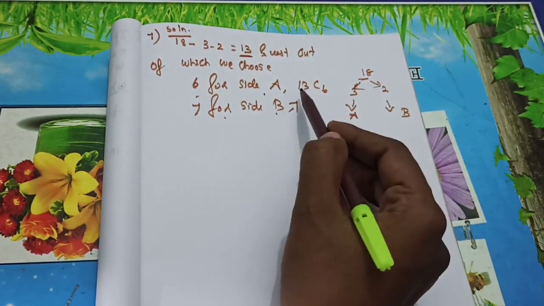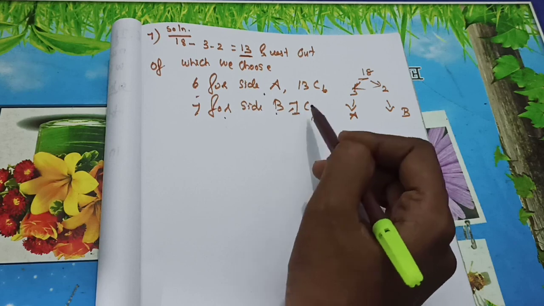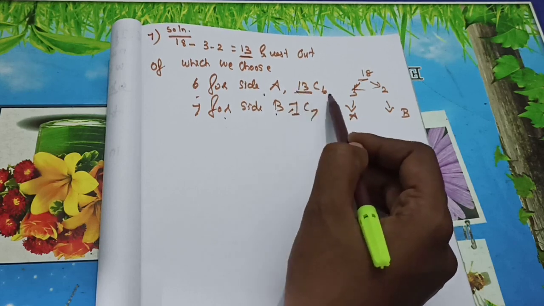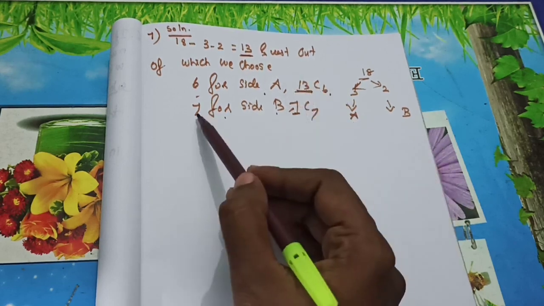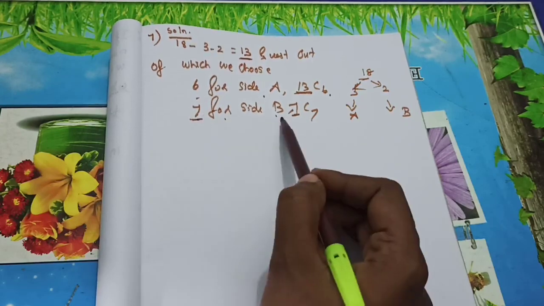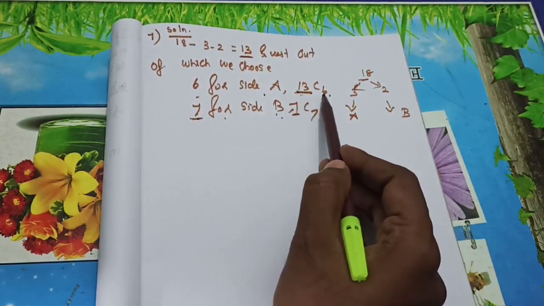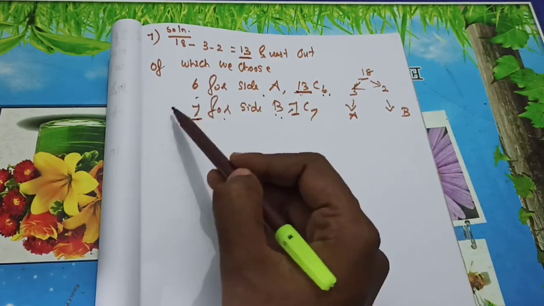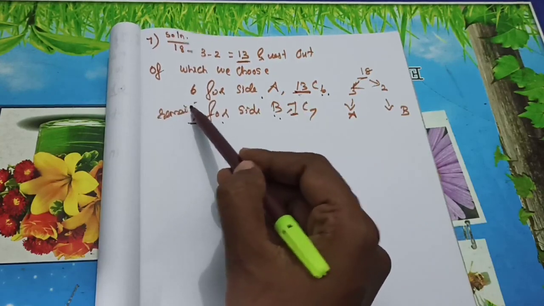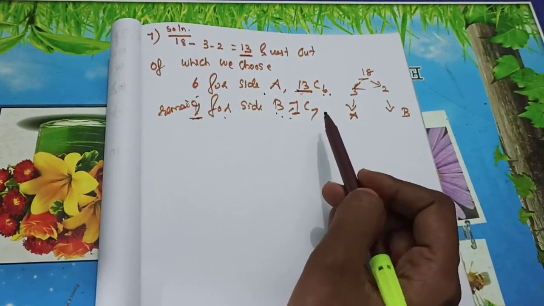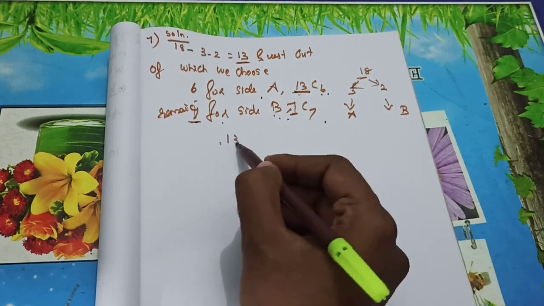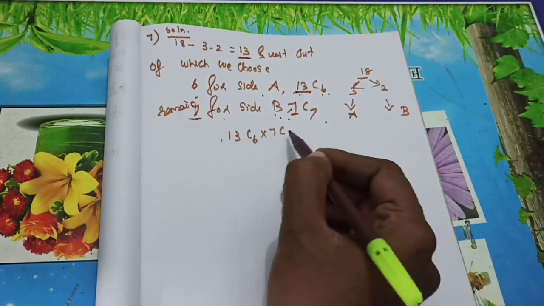Keep it in mind. I will have a doubt: why, ma'am, is 13 not there here? From the 13 I have chosen 6, and I have chosen 7 for side B. So with 13 and 6 over, the remaining 7 must be there. From the remaining 7 we are choosing 7. So 7C7. Total number of ways is 13C6 into 7C7.